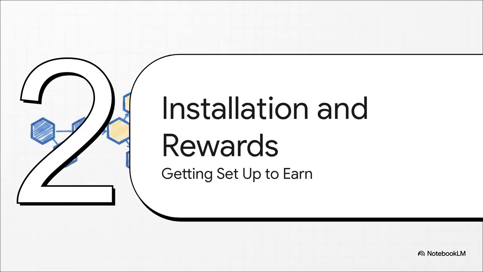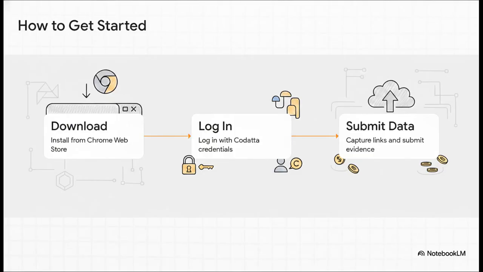Okay, let's get into the good stuff. Part 2, installation and rewards. Getting set up to earn. Getting started is an incredibly straightforward 3-step process. First, you just visit the Chrome web store and download the Codatta Clip extension. Second, after a quick installation, log in with your Codatta credentials. Now, if you don't have an account yet, no worries, you can easily sign up through their web app. And third, you just start submitting data with a few clicks.